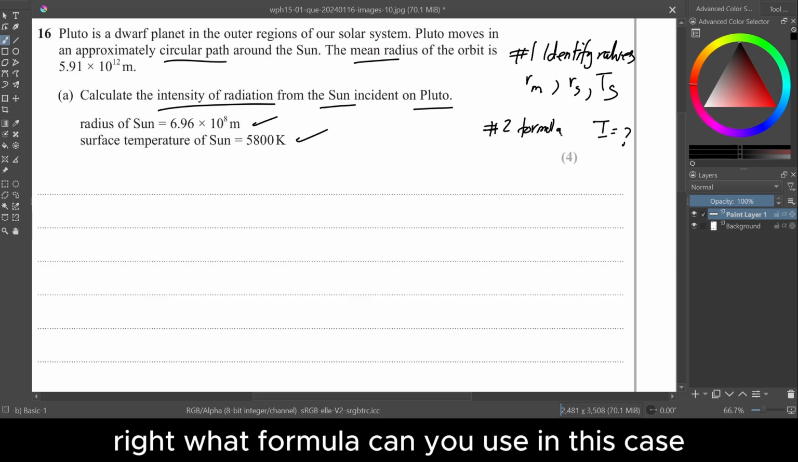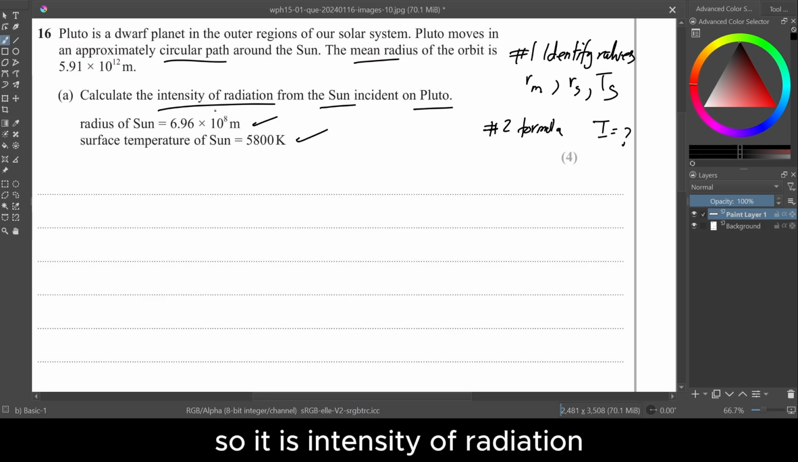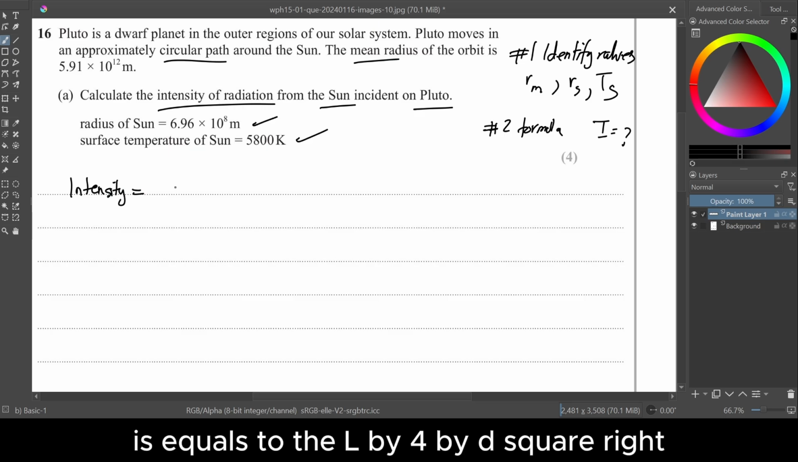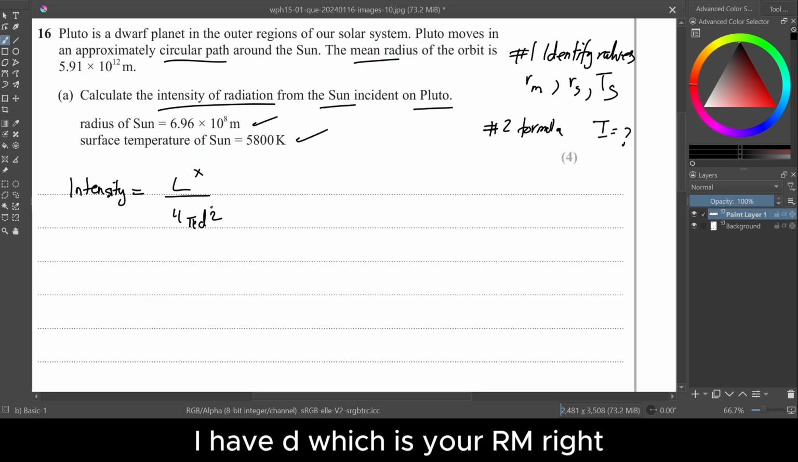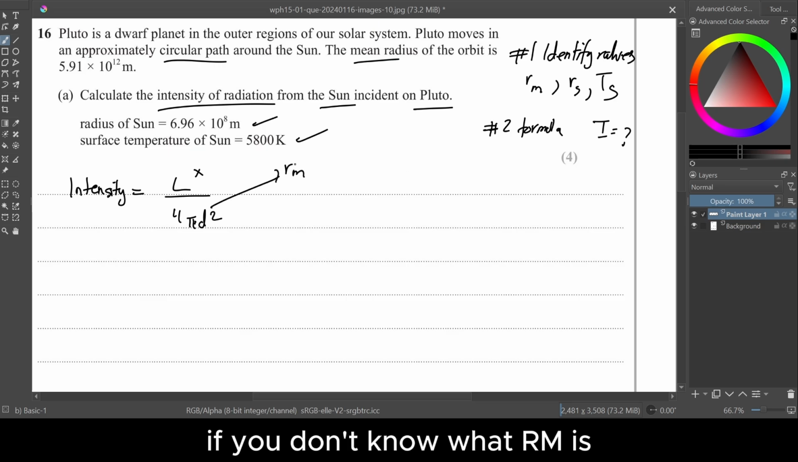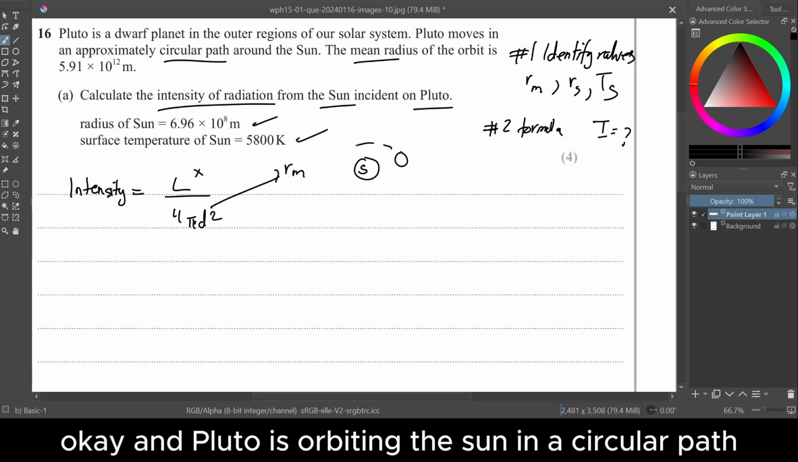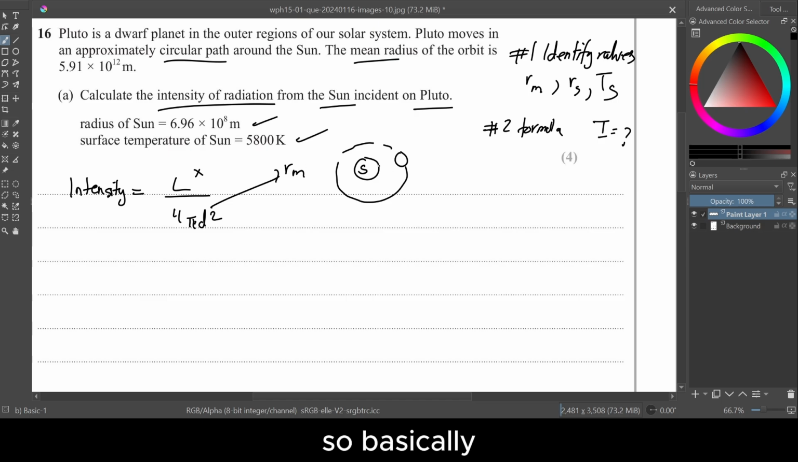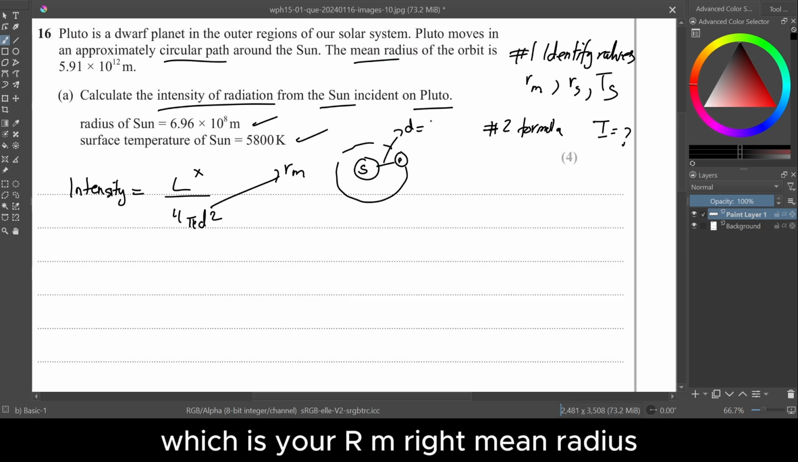What formula can you use? In this question, they basically told you what formula to use. So it is the intensity of radiation, which is equal to L by 4 pi d square. I don't have L, I have d, which is your Rm. If you don't know what Rm is, you have this sun right here, and Pluto is orbiting the sun in a circular path, as I have highlighted. So the distance from the sun to Pluto is d, which is your Rm, the mean radius.